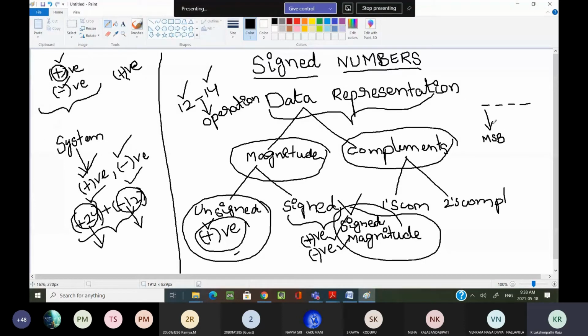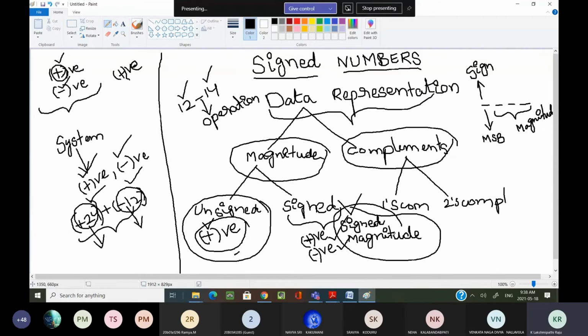I am allocating this bit for sign. That means this bit I am considering as my sign. The remaining 3 bits I am considering as the magnitude or the value of the given number. We are calling it the magnitude of that particular number.